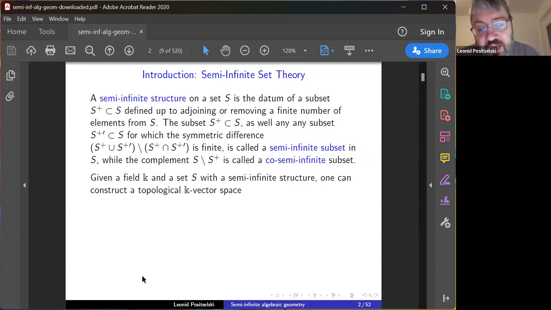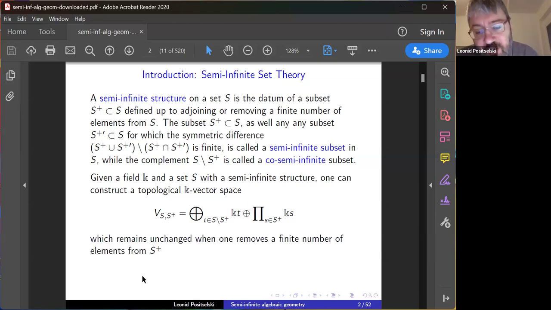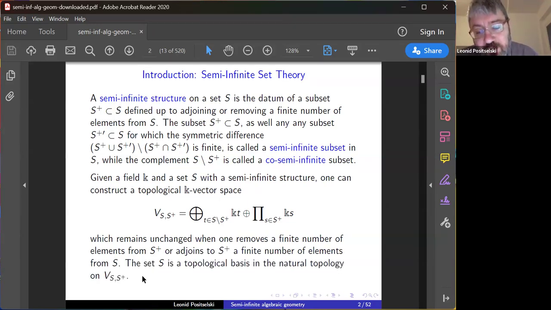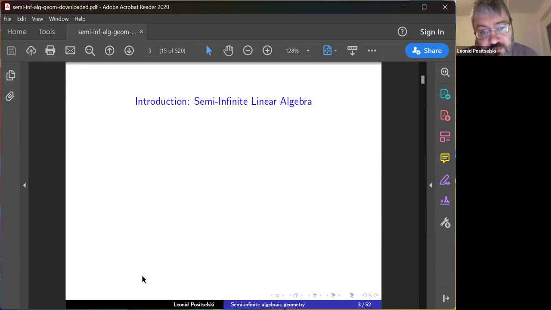Given a field K and a set S with a semi-infinite structure, one can construct a topological K-vector space V, the direct sum of K·t over t in S₊, plus the direct product over s in S but not in S₊ of K·s, which remains unchanged when one removes a finite number of elements from S₊ or adjoins to S₊ a finite number of elements from S. The set S is a topological basis in the natural topology on V. Topological vector spaces of this form are called locally linearly compact, or Tate vector spaces.